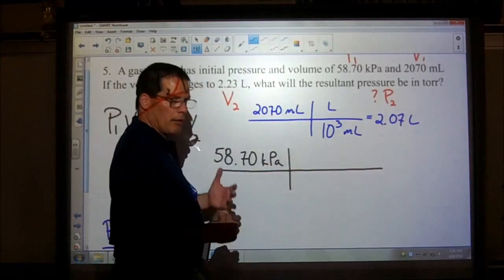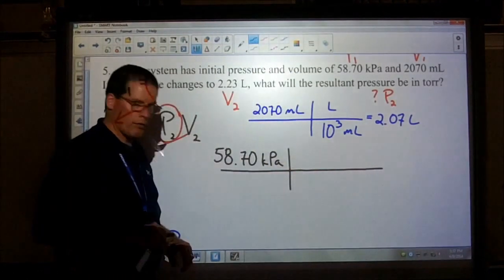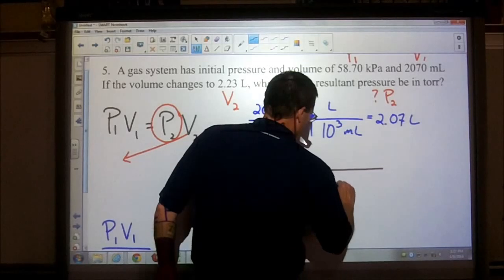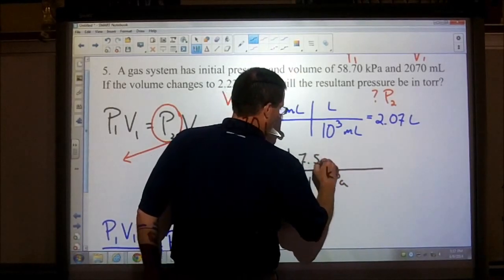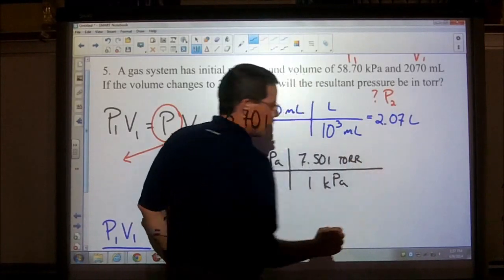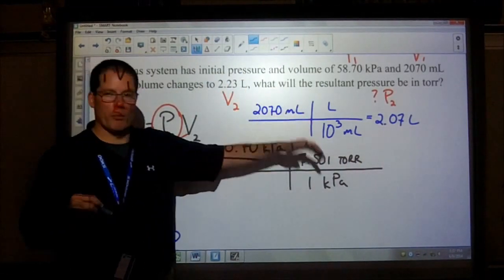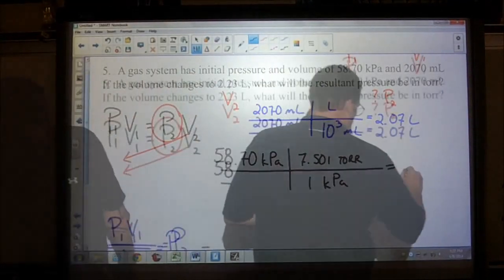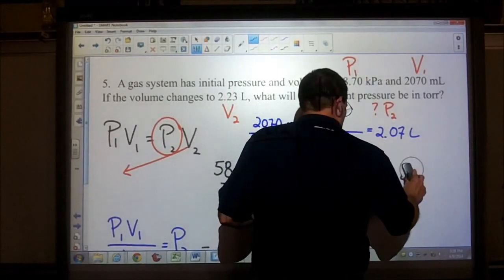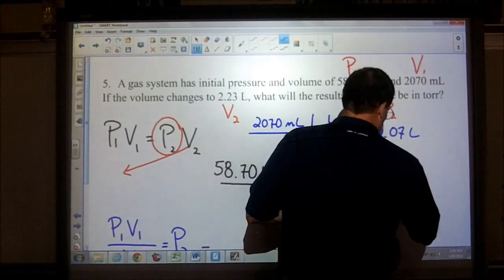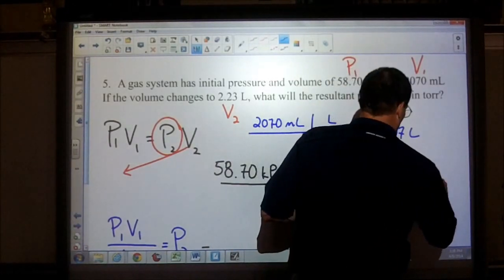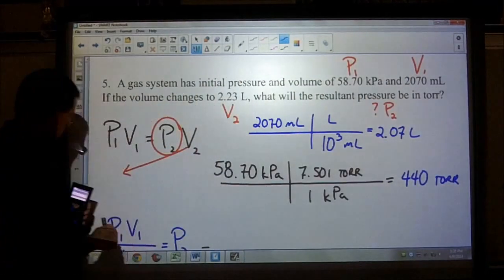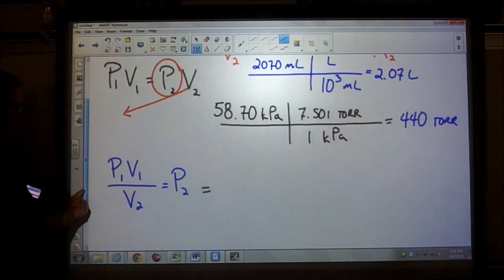Change the kilopascals into torr. I can't remember if I gave you a torr conversion. Remember that 1 millimeter of mercury is equal to 1 torr, so I'm going to go ahead and say that I did. So 1 kPa is equal to 7.501 torr. Now if you need to go from kilopascals to millimeters of mercury and then to torr, that's fine. No problem there. So let's find out what that is. So the pressure is 440, we'll say 440 torr. All right, so now let's go ahead and plug these into our expression.